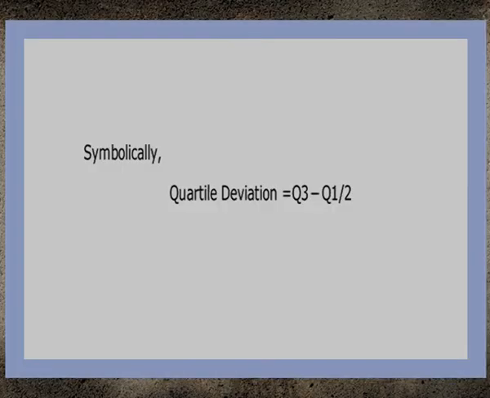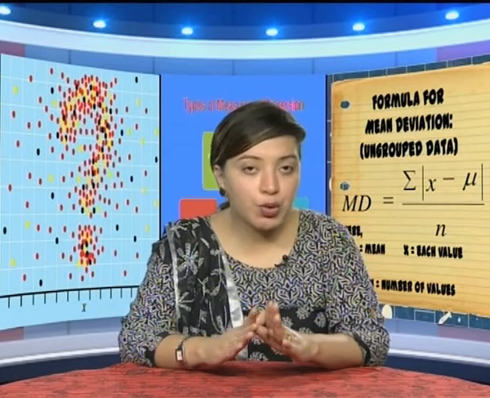Very often, the interquartile range is reduced to the form of the semi-interquartile range or quartile deviation by dividing by 2. Symbolically, quartile deviation is Q3 minus Q1, the whole thing divided by 2. The quartile deviation gives the average amount by which the two quartiles differ from the median.